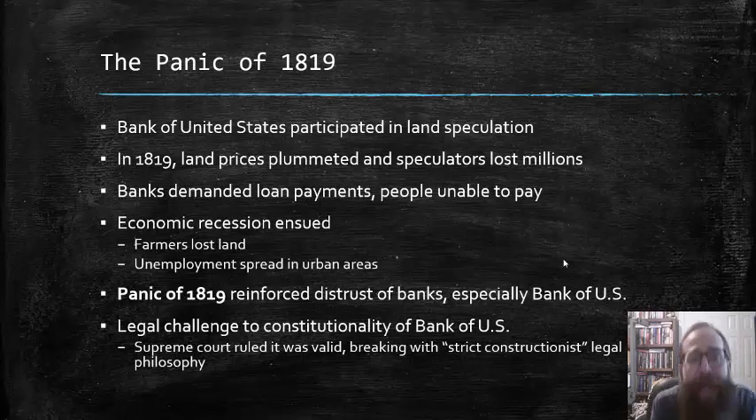And this Panic of 1819, as it was known, reinforced this inherent distrust of banks within American society, especially the Bank of the United States. There were even legal challenges to the constitutionality of the Bank of the United States at this time. However, the Supreme Court ruled that the bank was valid, it was constitutional, breaking with a strict constructionist legal philosophy that only those things actually delineated and outlined in the Constitution were legal for the federal government to do.